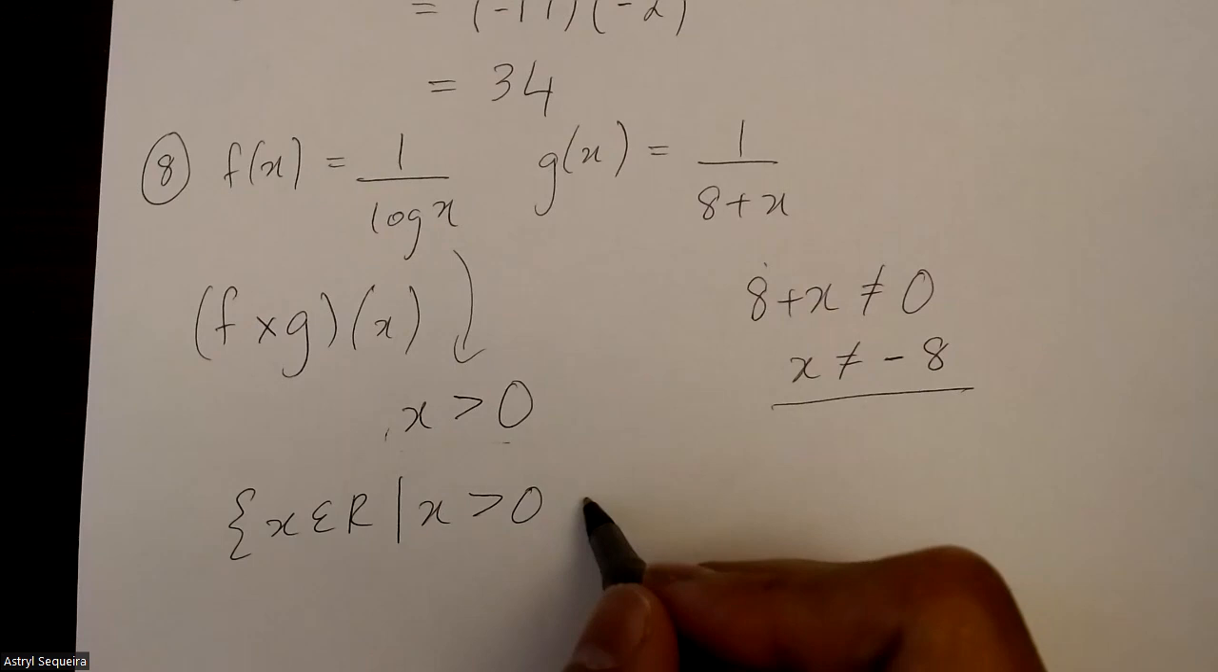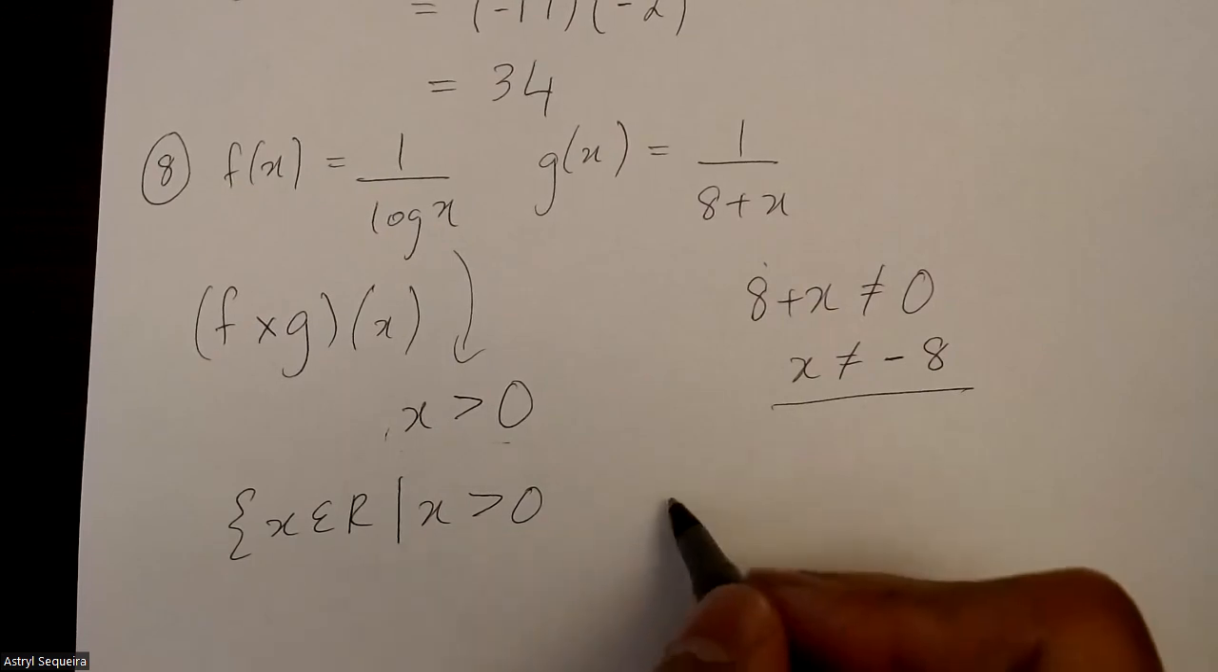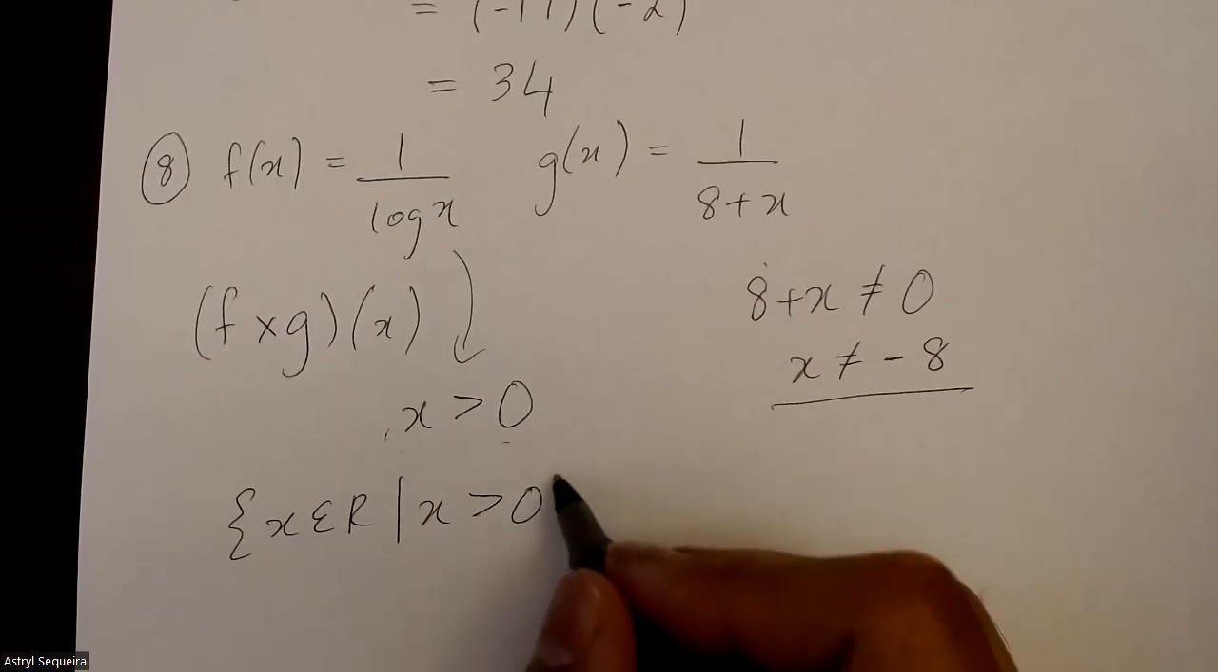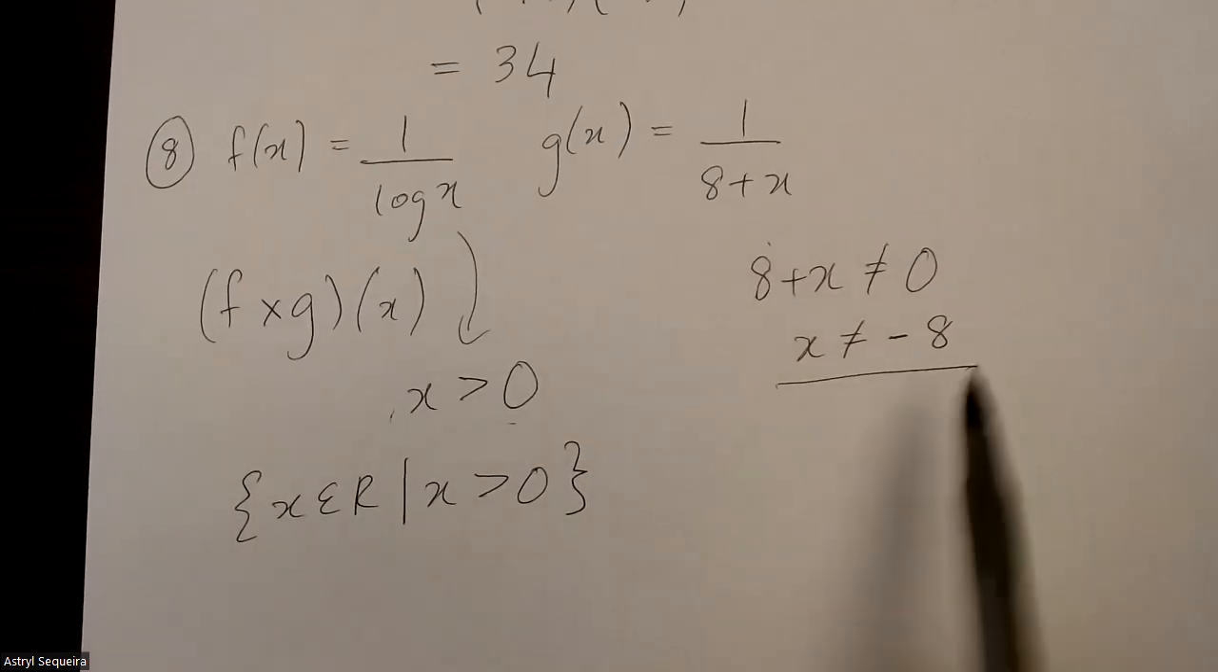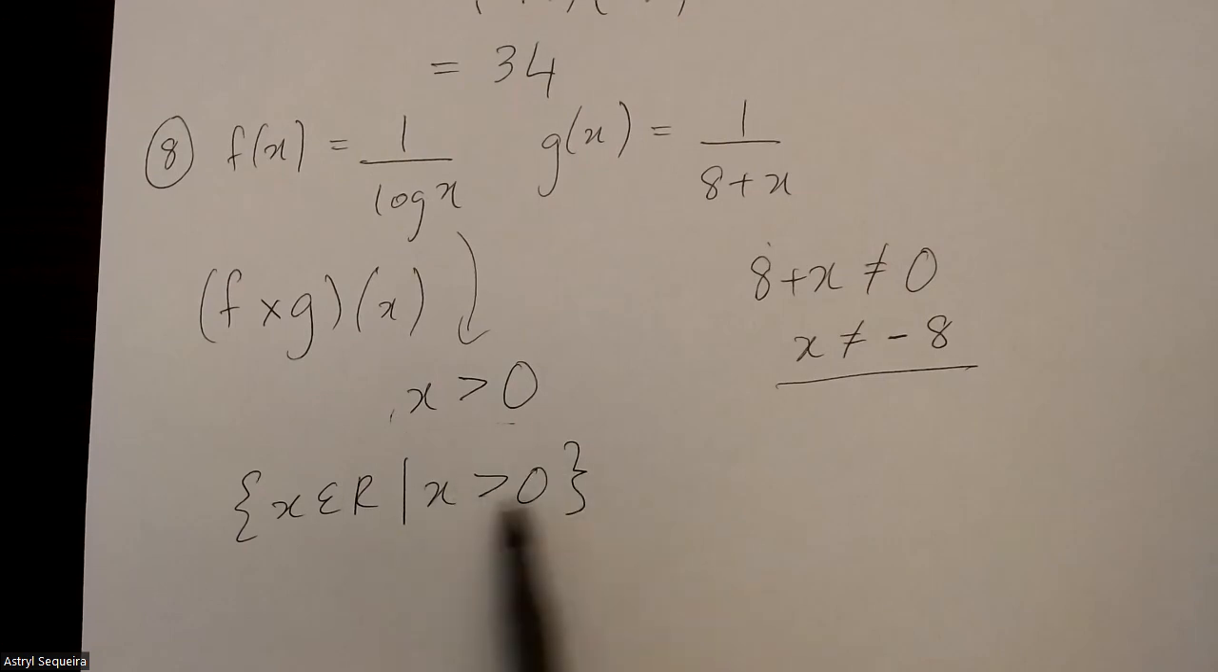If you include x does not equal negative 8 here, that is technically wrong because you're repeating the same solution. This already includes x does not equal negative 8.